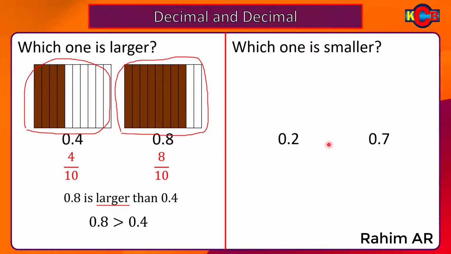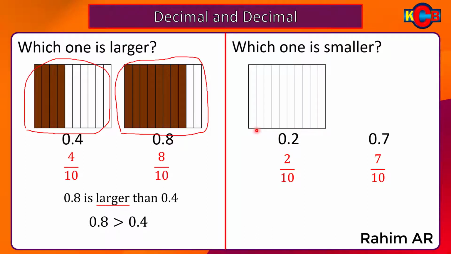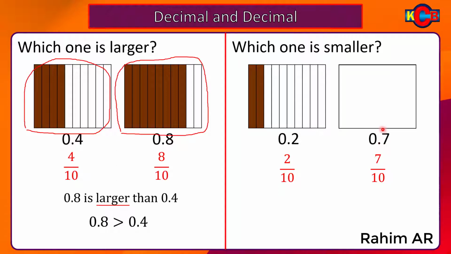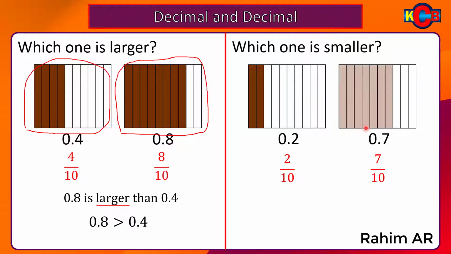Again, we change decimal numbers into a fraction. Here we have 2 tenths and 7 tenths. Now, we have a square again, split into 10 equal parts and shade 2 out of 10 equal parts. And here also we have a square. Since we have 7 tenths here, we shade 7 out of 10.